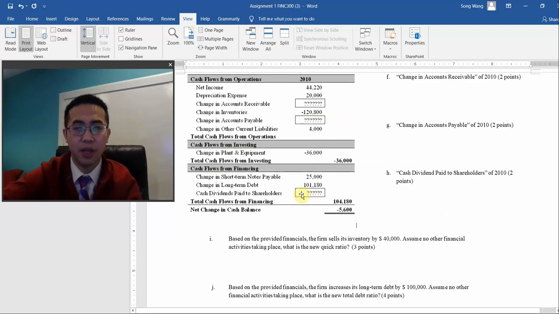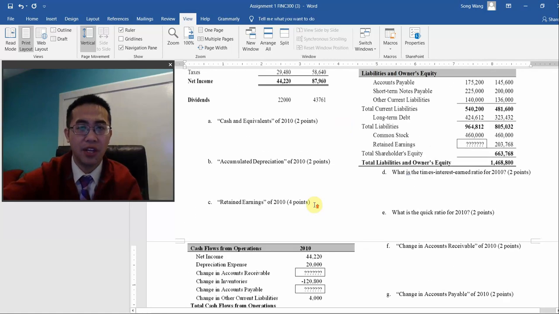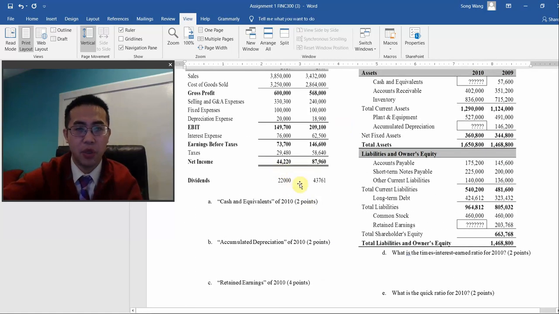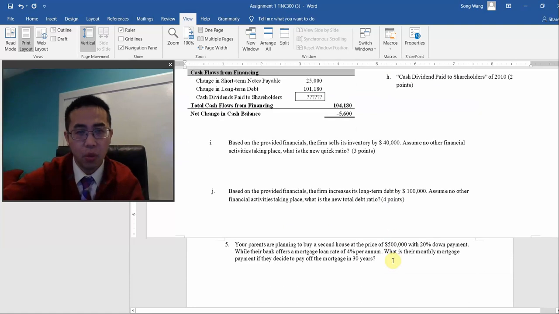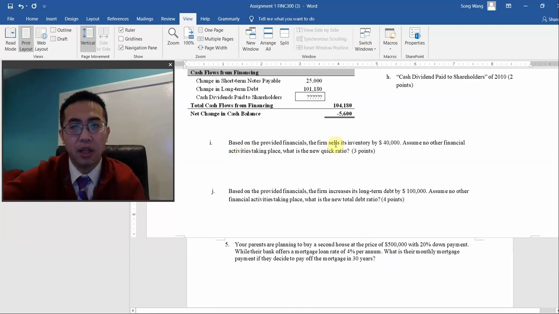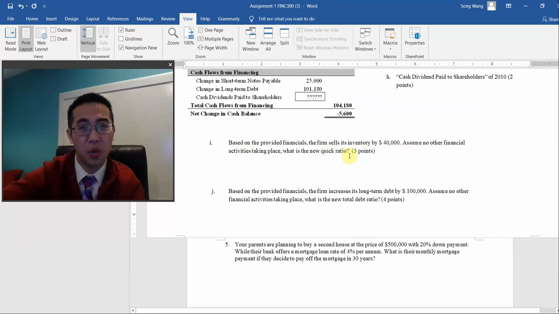And for the cash dividend paid to the shareholders, you know where to find the dividends, right? So this is dividends paid to the shareholders. However, I also want you to pay close attention to the sign of these dividends, is that positive or negative on your statement of cash flows. What will be challenging is question I and question J, because they involve a dynamic story. So for question I, the firm sells inventory by $40,000. So assume no other activities taking place. What's the new quick ratio?